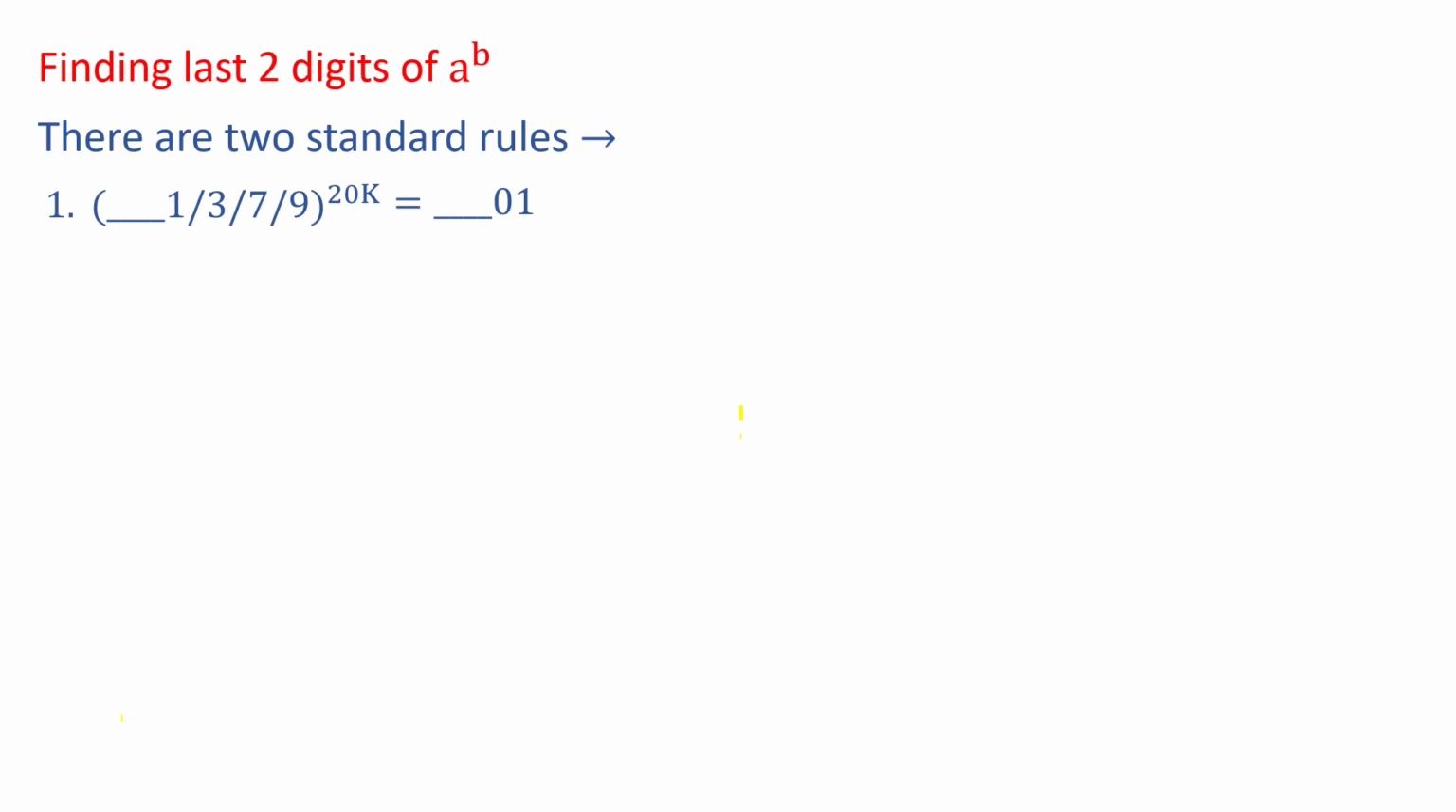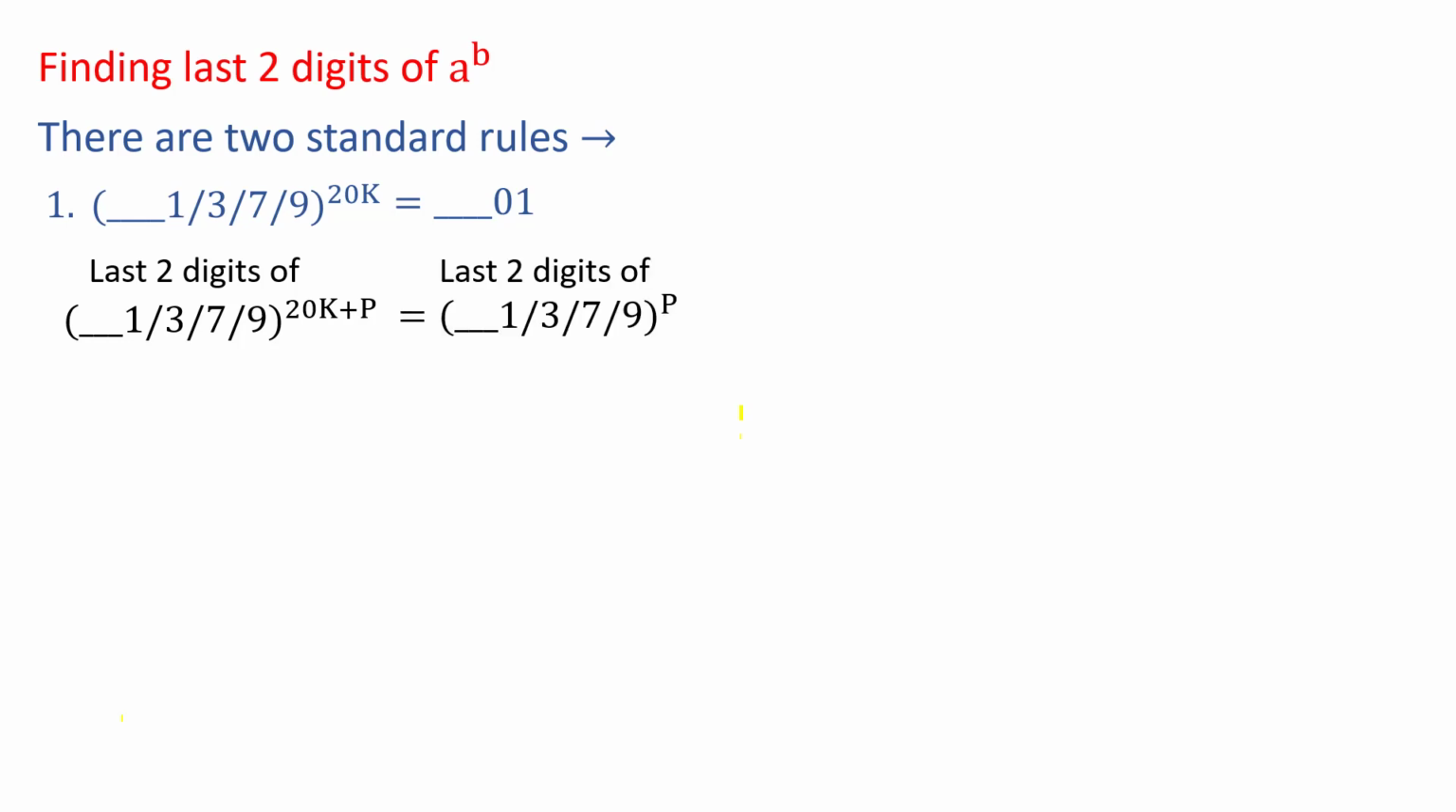Okay, so there is one more sub property we can remember. If a number ends with 1 or 3 or 7 or 9 to the power multiple of 20k plus p, the last two digits of that number are the same as the last two digits of the same number to the power p. Now I will show you the example.